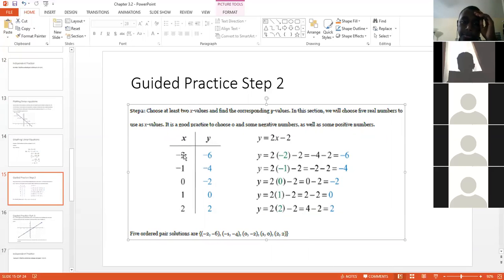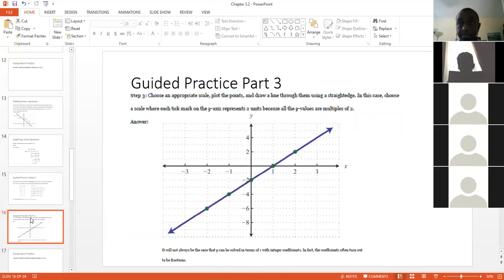After you get the y values, you can make ordered pairs now. The x value goes in the first spot, the y value goes in the second spot. So you're left with negative 2, negative 6; negative 1, negative 4; 0, negative 2; 1, 0; 2, 2. So these are your 5 ordered pair solutions. You're supposed to graph them. So how do we graph them?